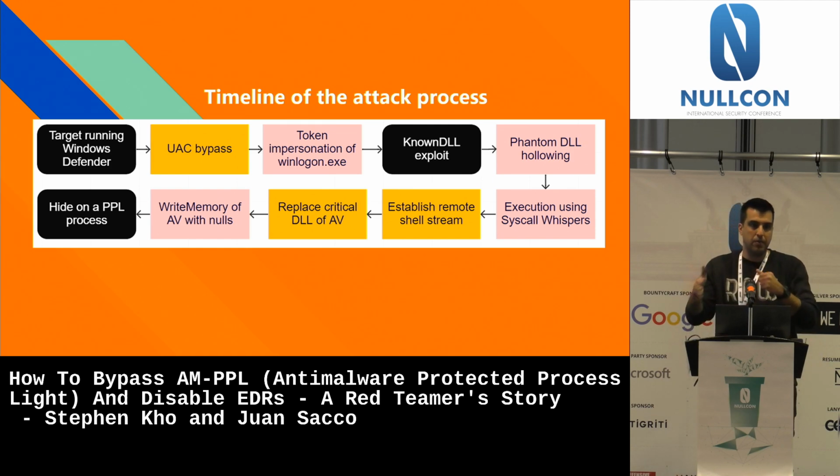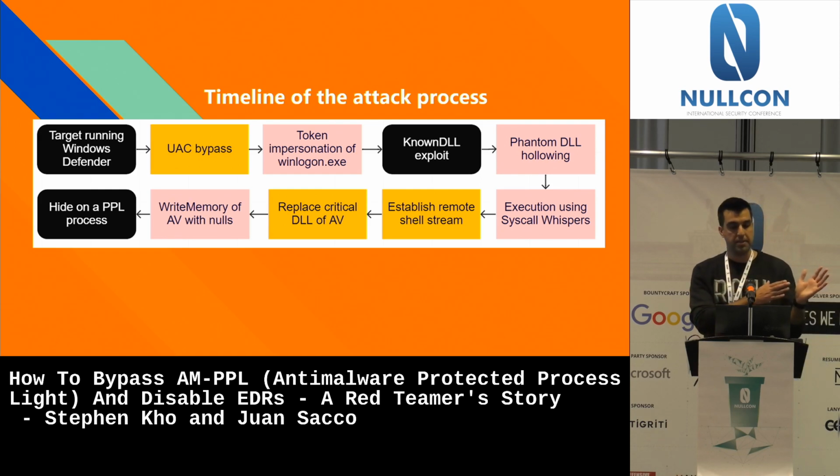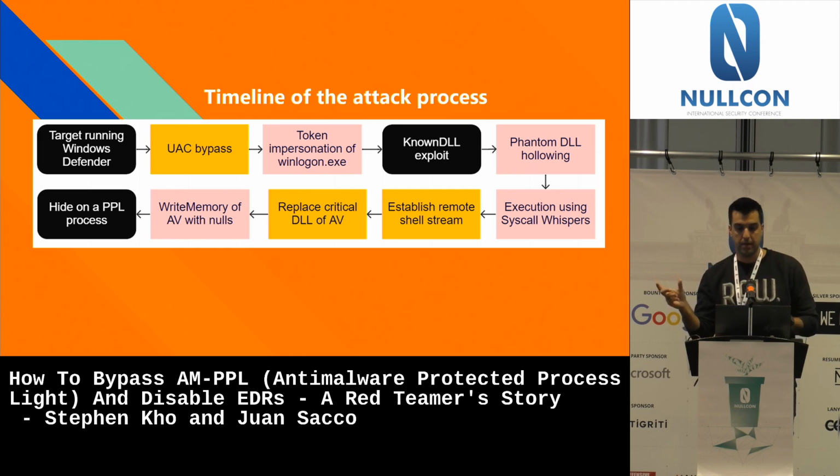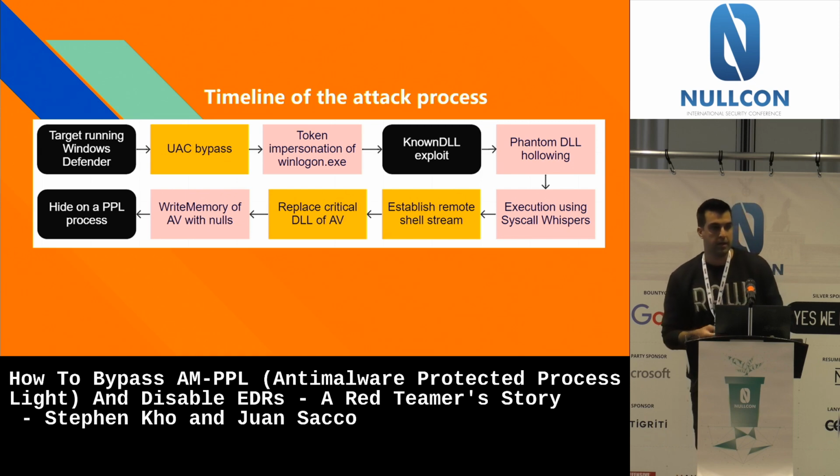In this example, you can do it differently, but it's needed. Then once we have those prerequisites, we run the exploit for non-DLL. After we run it, we do phantom DLL hollowing. So then we have our DLL injected. Before doing that and while doing that, we do the execution using syscall whispers.